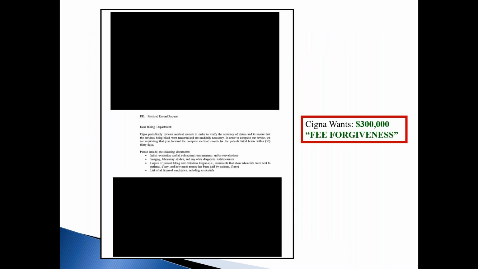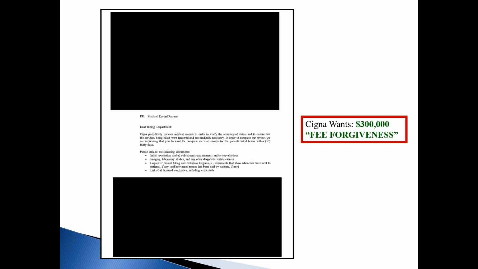That's what happened right here with this doctor. Cigna wants $300,000 back because he did not collect copays, deductibles, coinsurance, great insurance. I forgot what company these people worked for, but they had Cigna, fantastic insurance, pays for everything. So he would tell these patients, don't pay anything. Then he gets a letter from Cigna.